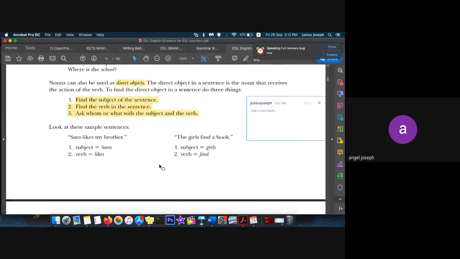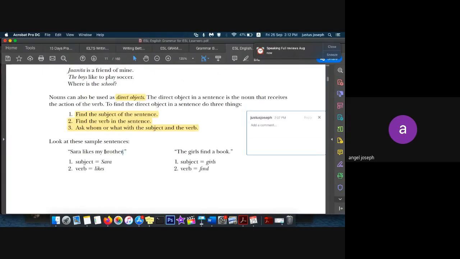Now, these objects that you saw here, that is my brother. Let's do this example also. The girls find a book. Who is the subject? Girls. What is the action they did? Find. And what is the object? Book. Girls found what? A book. Okay, so a book becomes the object.